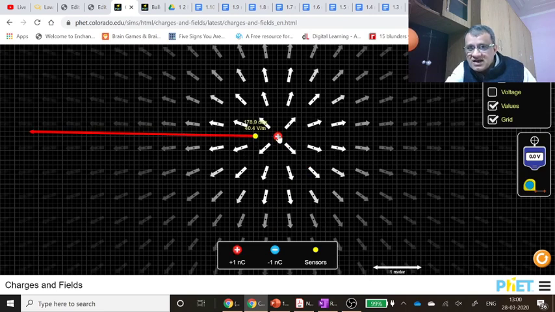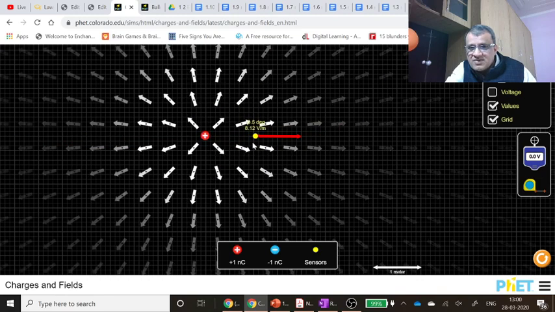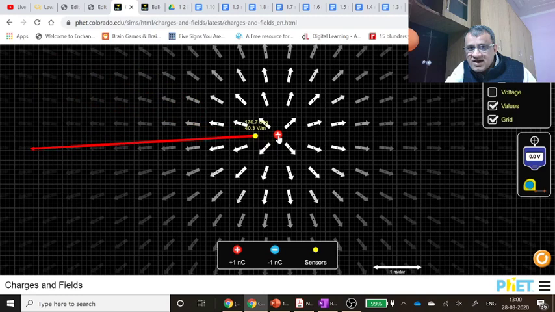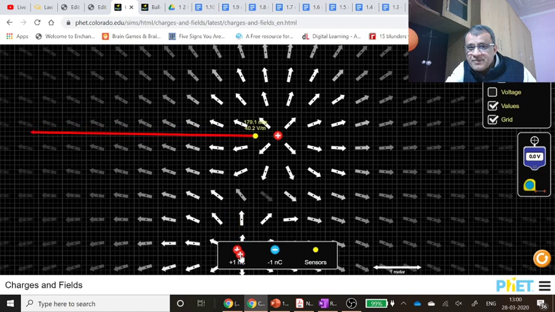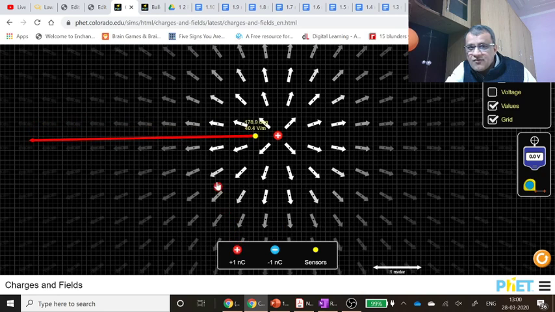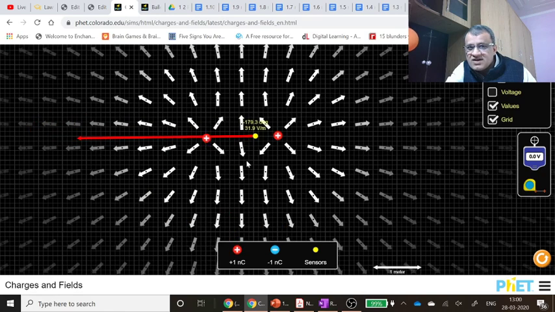Now remember this. If I place 1 nanocoulomb here at this point, I'm not moving the sensor now, the field at this point is towards the right. But if I place 1 nanocoulomb here, the field at this point, I have not moved the sensor, is towards the left. So when I place both of them, 1 nanocoulomb here, 1 nanocoulomb here, what is going to happen to this field? What is going to happen to this field when I do it like this?